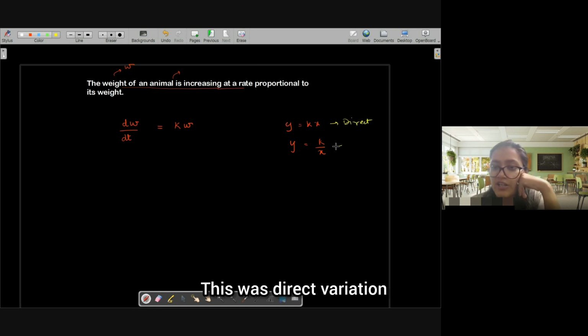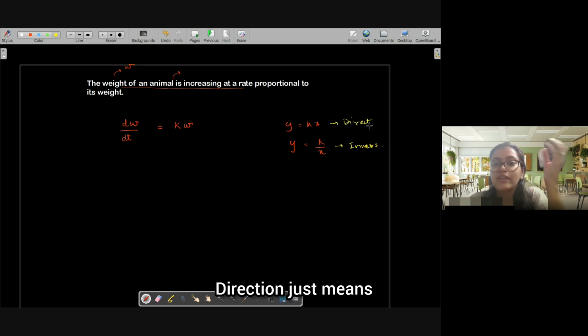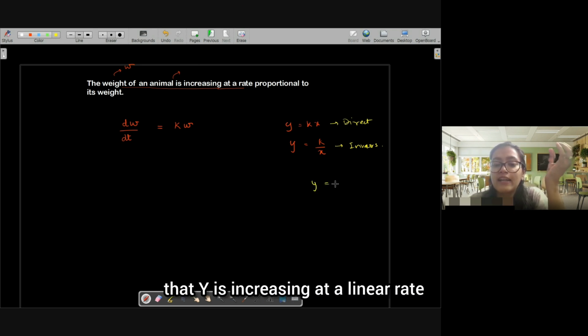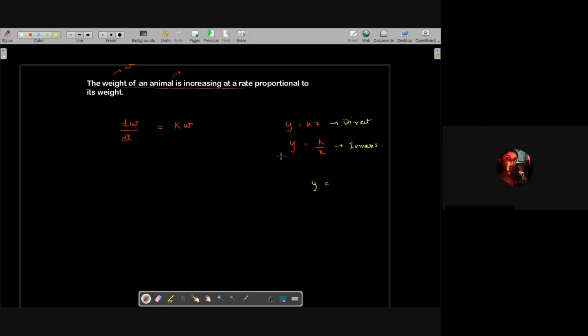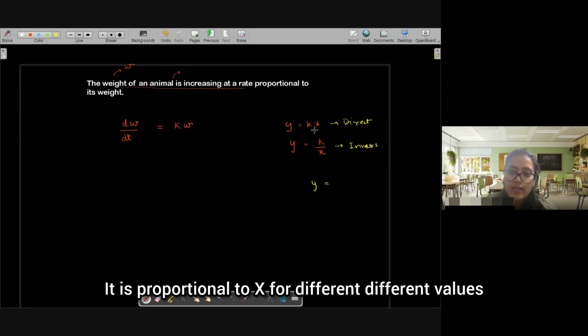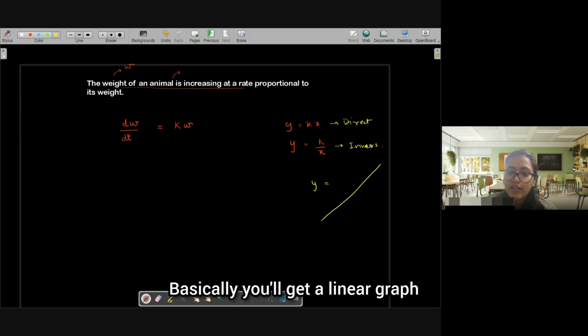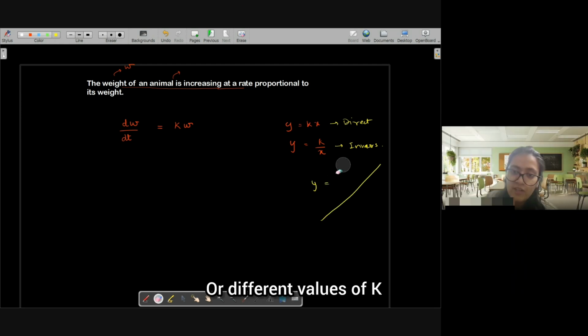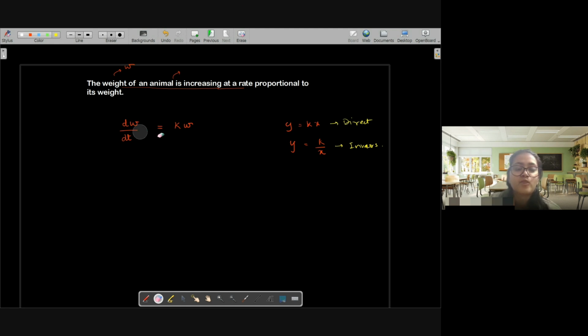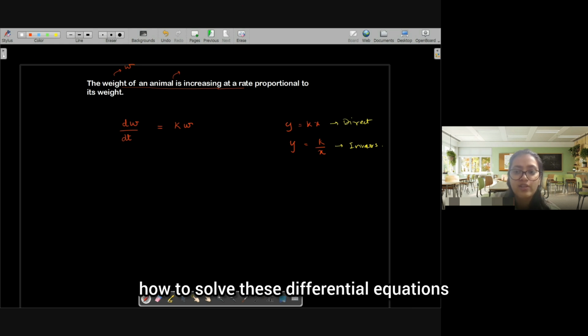This was direct variation, this was inverse variation. Direct variation just means that y is increasing at a linear rate. It is proportional to x for different values. Basically, you'll get a linear graph for different values of k. So that's your differential equation. We will also learn how to solve these differential equations.